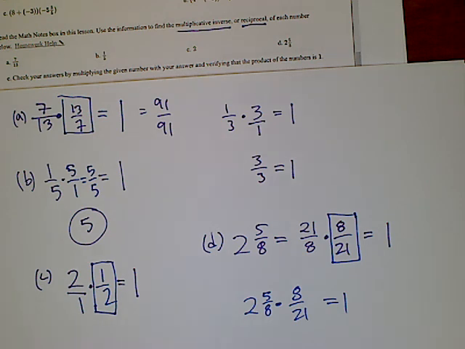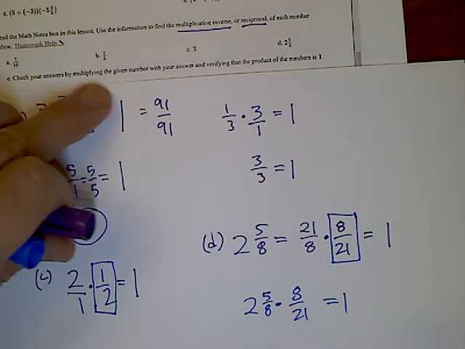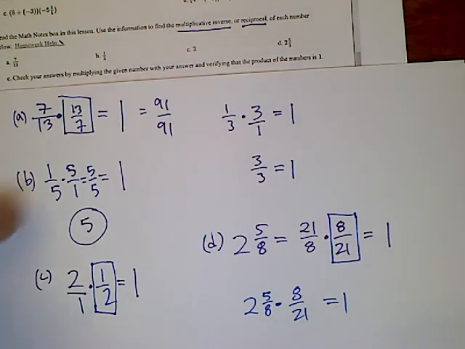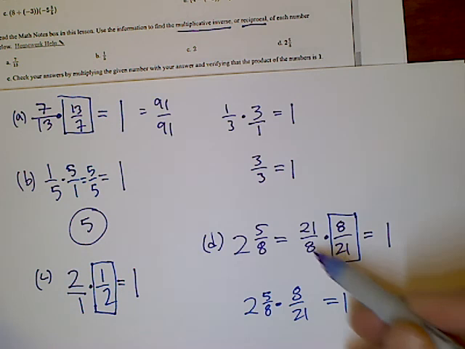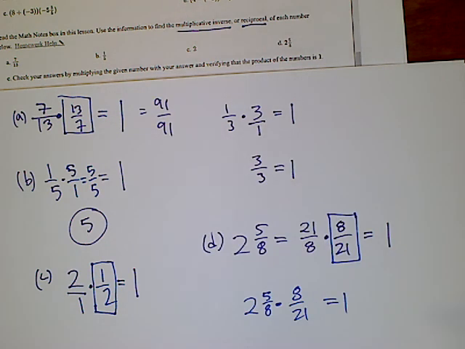All right. The last question, E, says check your answers by multiplying the given number with your answer and verifying the product of the numbers is 1. So we showed that multiplication each time, and so the verification is there. So E is within each of the questions. Okay, there you go.